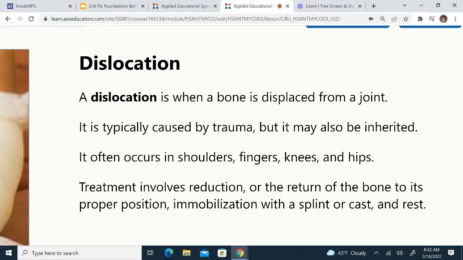It's typically caused by trauma, but it also may be inherited. I think there's some kind of disease or disorder where that happens a lot. It often occurs in shoulders, fingers, knees, and hips. Treatment involves reduction, or the return of the bone to its proper position, immobilization with a splint or cast, and rest. So people will pop stuff back into place when it gets dislocated.